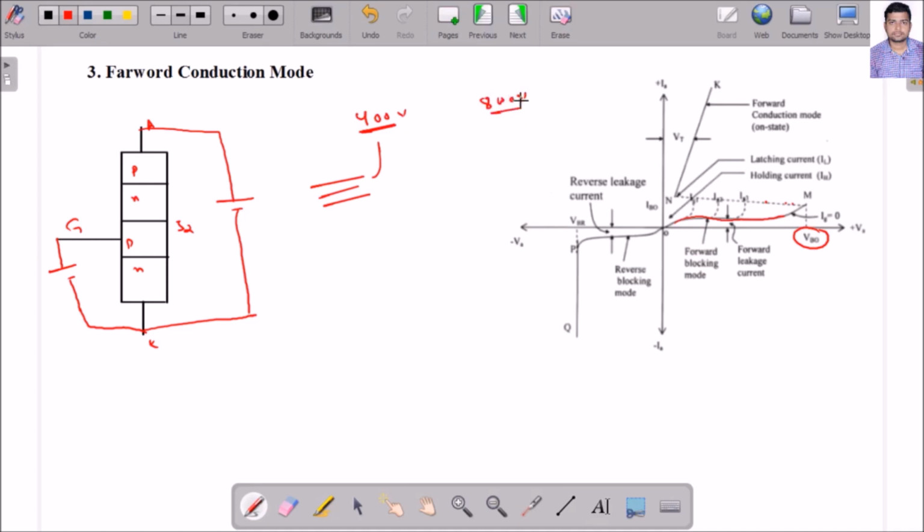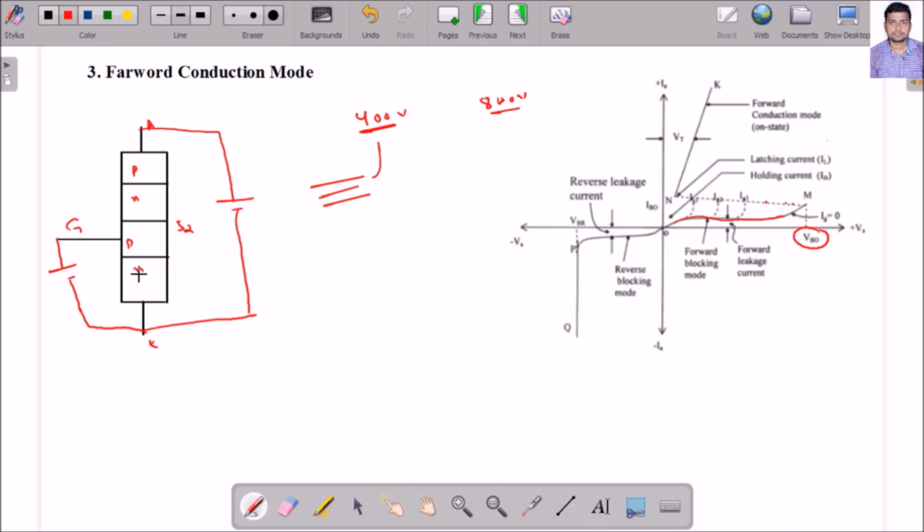So if I have a supply of 400 volt, then I require another voltage of 800 volt to just turn on the thyristor. Also at this point the junction J2 breakdown occurs, and this leads to higher losses in the device, which may damage the device. So generally it is not recommended to increase the voltage up to VBO. Generally a gate supply is given between gate and cathode. As I know, this N layer is heavily doped.